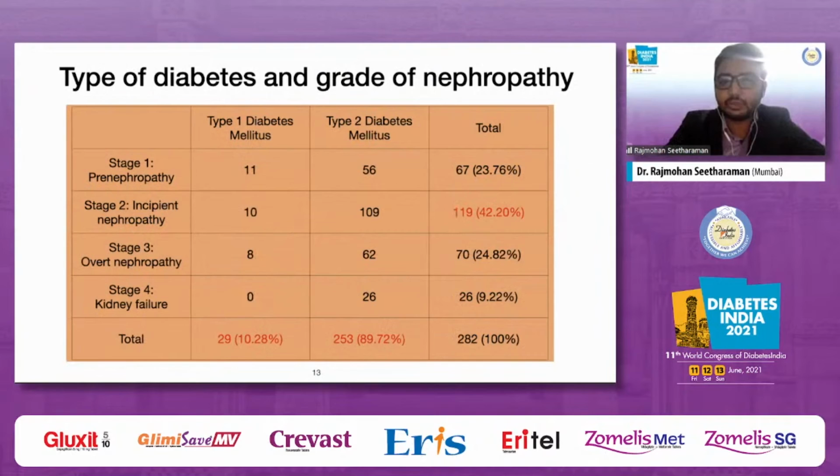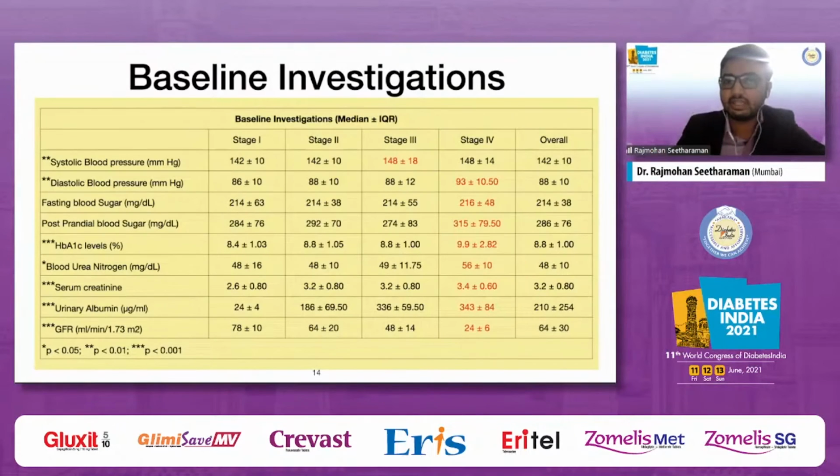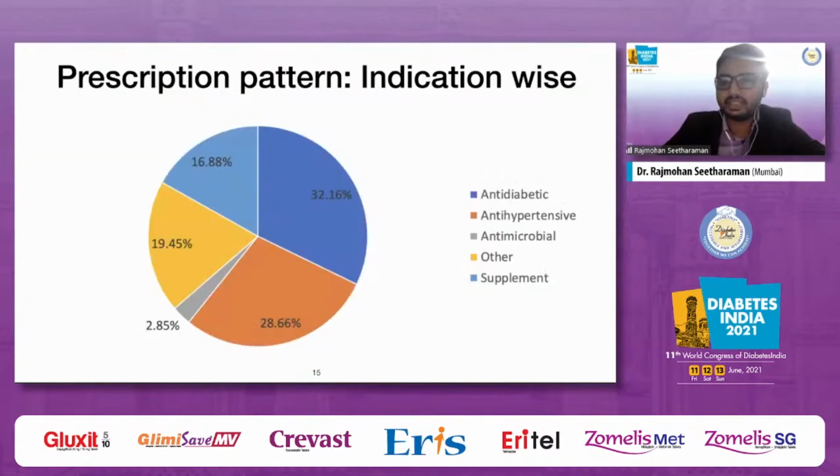Then this is a table showing distribution based on type of diabetes and grade of nephropathy. If you can see, we enrolled a total of 21 type 1 diabetes patients and 253 type 2 diabetes patients. Stage 2 nephropathy was the most prevalent, followed by stage 3, followed by stage 1, and followed by stage 4, which was the least. Now coming to baseline investigations. There was a significant difference in baseline investigations for systolic blood pressure, diastolic blood pressure, HbA1c, BUN, serum creatinine, urinary albumin, and GFR. It was mostly found to be highest in stage 4, except GFR, which was found to be lowest in stage 4, and systolic blood pressure, which was found to be highest in stage 3. Then coming to prescription pattern analysis.